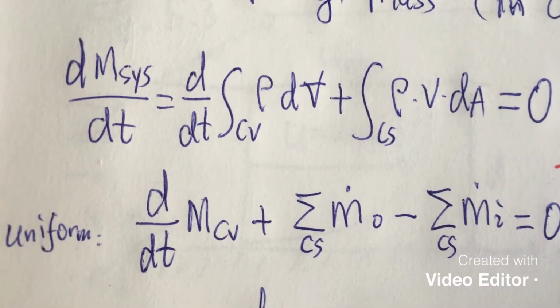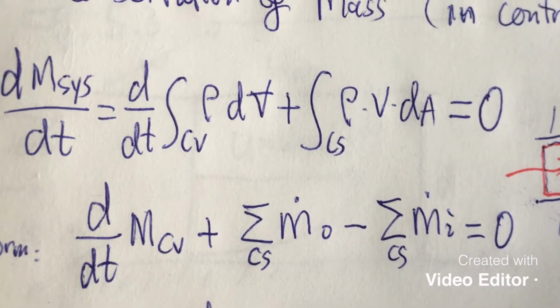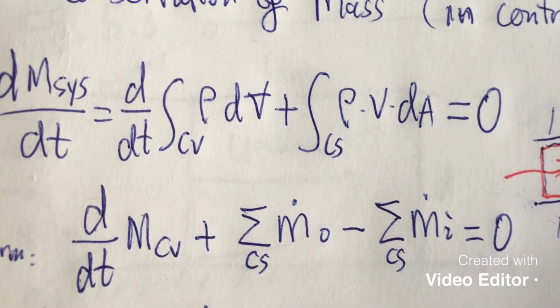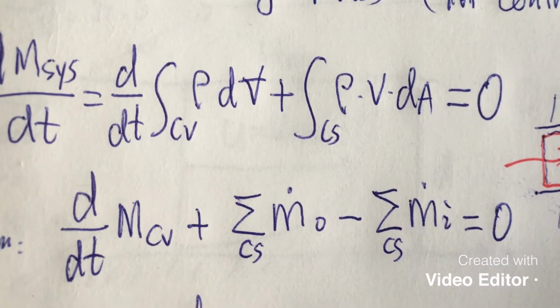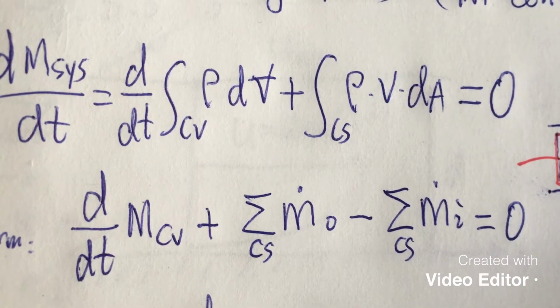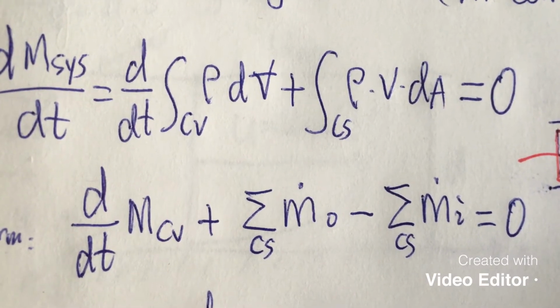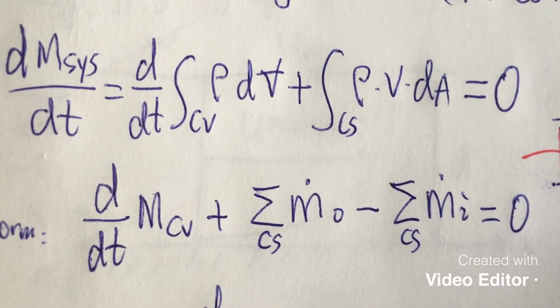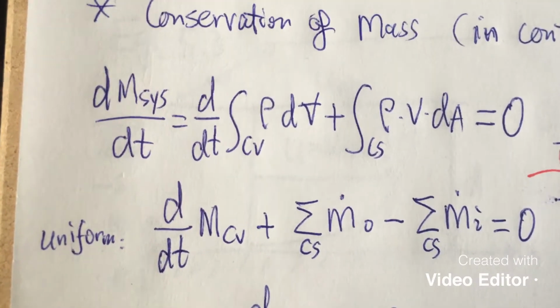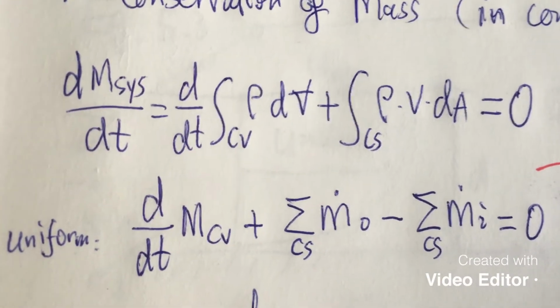If we have a uniform velocity, the surface integration is gone. We can replace it by just the mass flow rate in and the mass flow rate out. That's good, right? The equation looks better. We get rid of the integration sign.